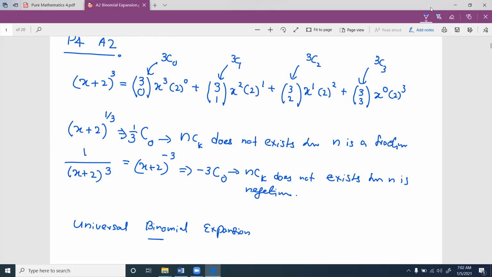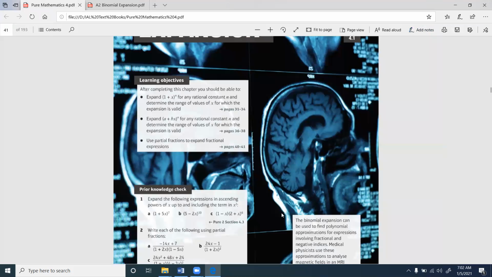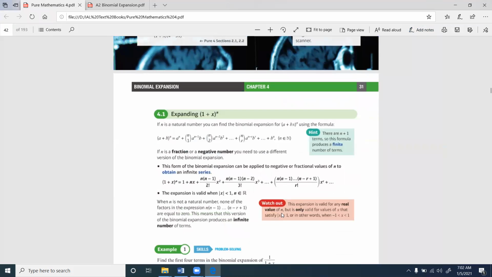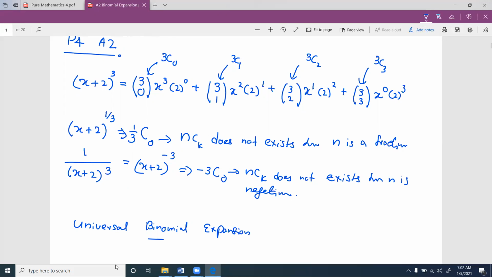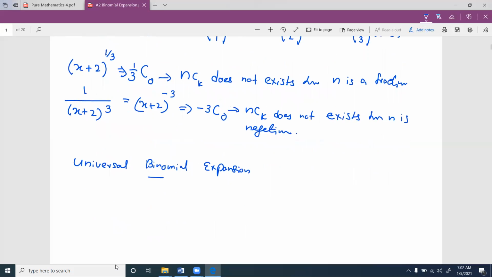Let's go to the chapter and see what they say. Right, okay. So this is the fact that we learn, what we call the universal binomial expansion. Let's see how to find the expression and how to find the facts for the universal binomial expansion. Right, okay. This is the way you can get it. Suppose that the format is like this: (1 plus ax) to the power n.